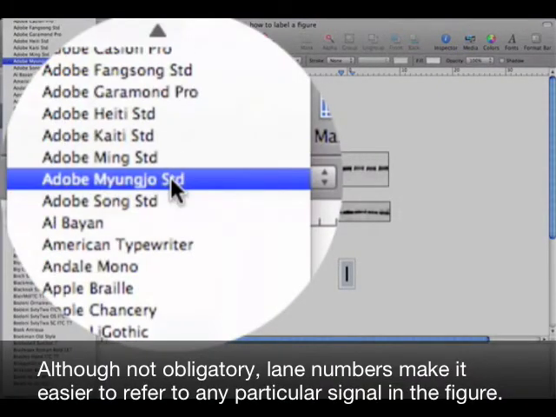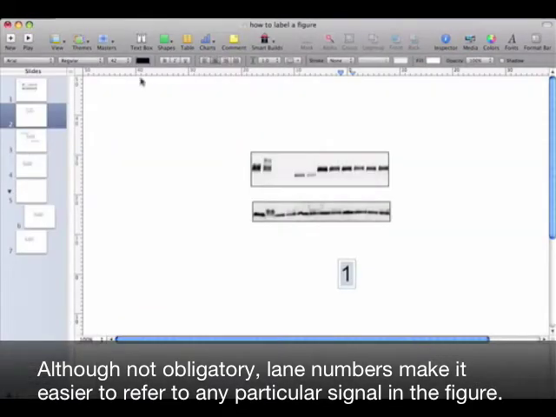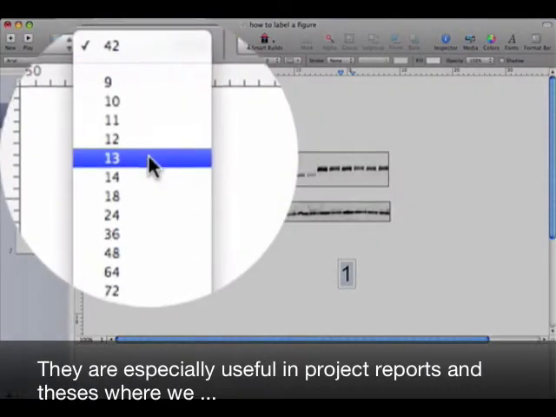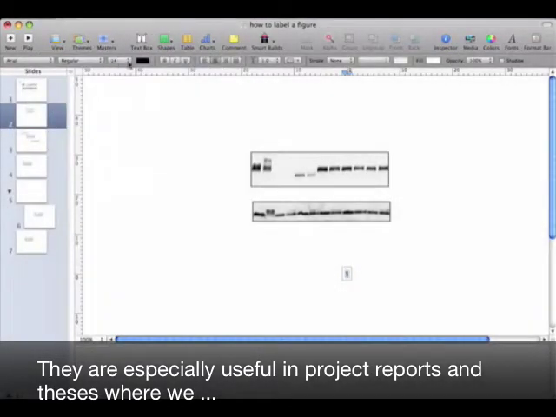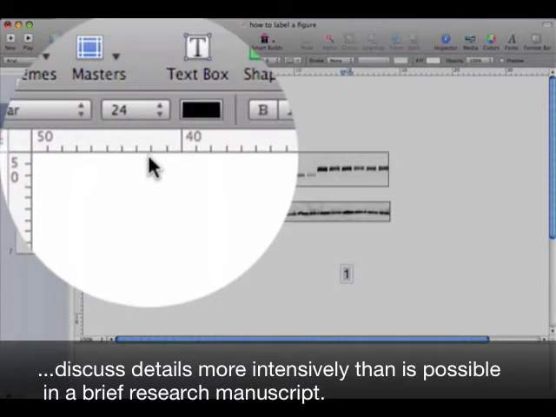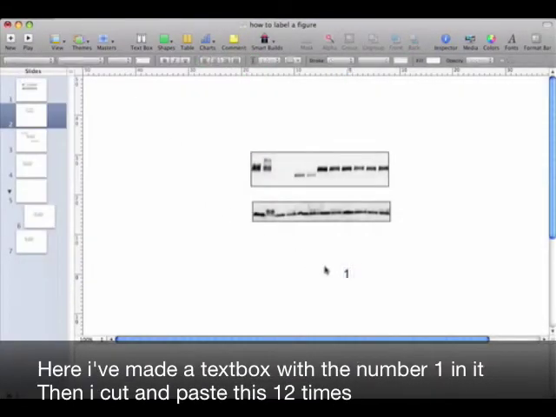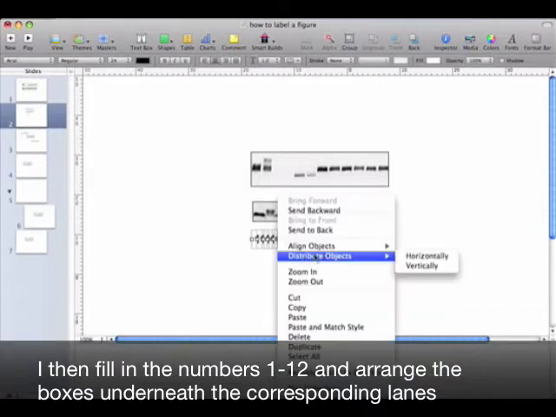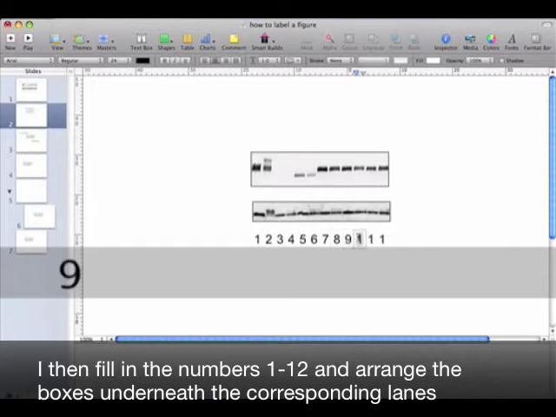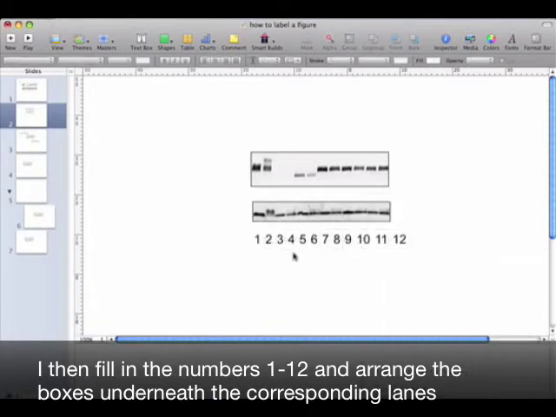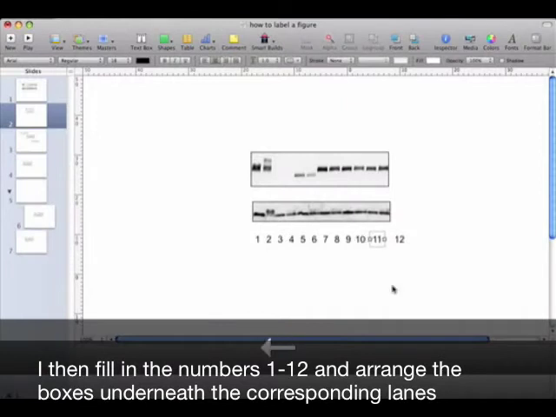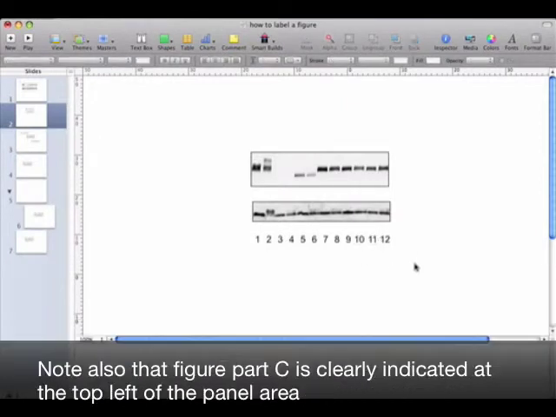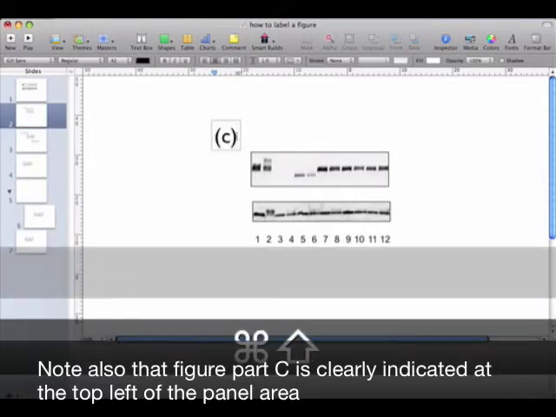Although not obligatory, lane numbers make it easier to refer to any particular signal in the figure. They are especially useful in project reports and theses, where we discuss details more intensively than is possible in a brief research manuscript. Here I've made a text box with the number 1 in it. Then I cut and paste this 12 times. I then fill in the numbers 1 to 12 and arrange the boxes underneath the corresponding lanes. Note also that figure part C is clearly indicated at the top left of the panel area.